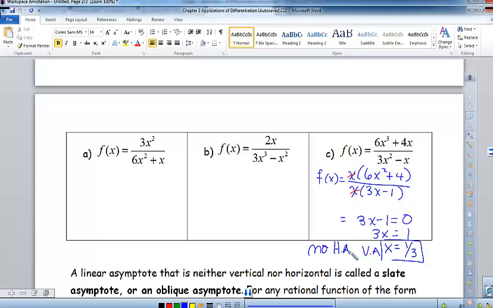Why didn't you factor out a 2? I could have factored a 2, but that wouldn't have changed my numerator denominator thing. There is no horizontal asymptote in this one because the degree of the numerator is larger.